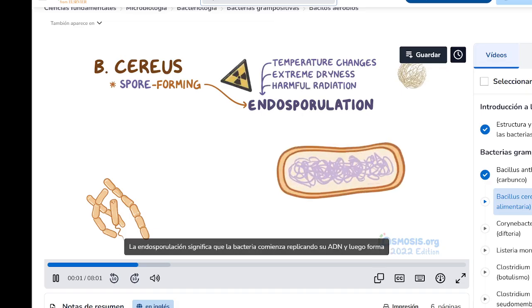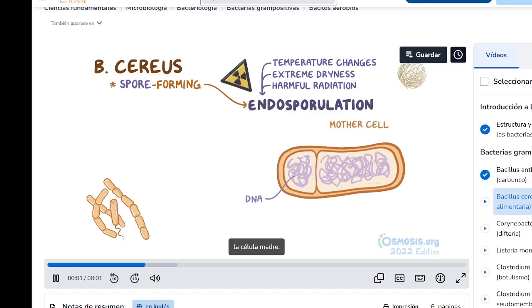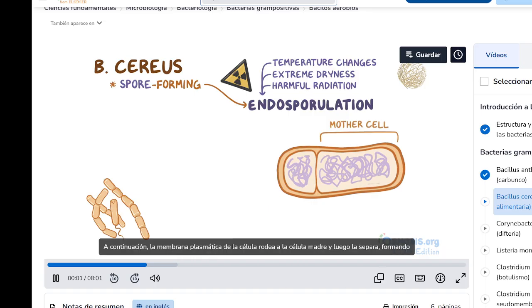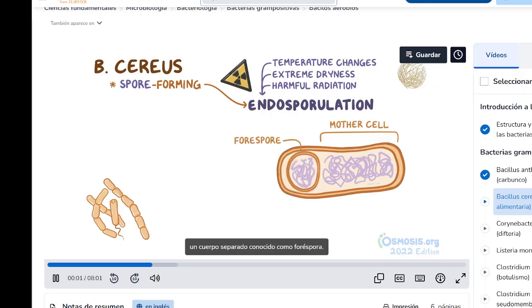Endosporulation means that the bacteria starts by replicating its DNA, and then it forms a wall inside the cell, isolating a portion of the rest of the cell. Let's call it the mother cell. Next, the plasma membrane of the cell surrounds the mother cell and then pinches it off, forming a separate body known as a forespore. The forespore then invaginates into the mother cell and gets completely engulfed by it.